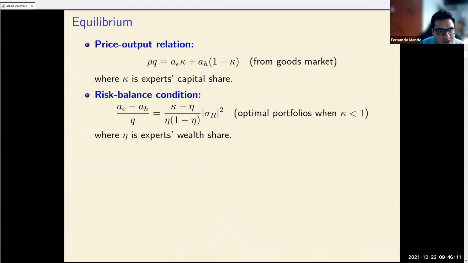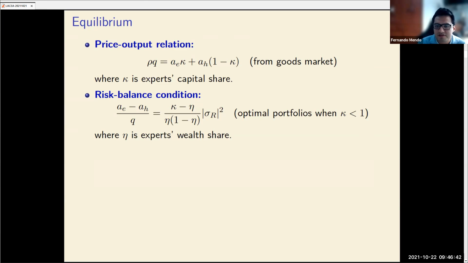Just let me attempt something very heroic in this short presentation. I'm going to show you the entire equilibrium in one slide. I'm not going to go into detail. Let me mention these two key equations. The first one is what we call the price-output relationship, and it is basically goods market clearing. On the left-hand side you have aggregate consumption. There's no investment here, and since everybody's log, it's just the discount rate times wealth.